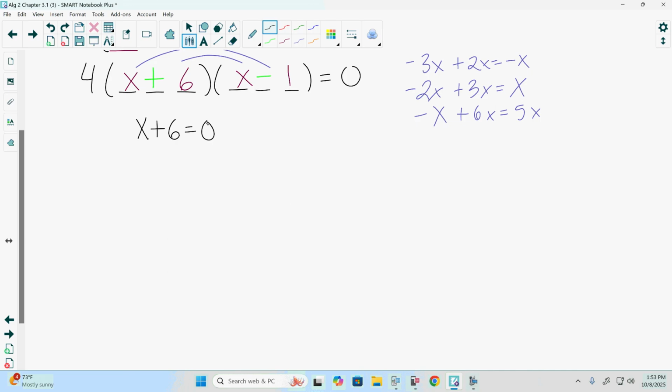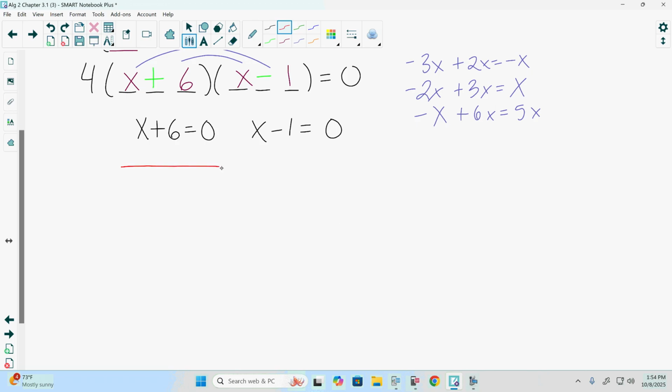So x plus 6 could be 0, x minus 1 could be 0. Now because the 4 does not have an x attached to it, we don't have a way to put a value in for that x. There's nothing we can do there because it's just a constant. It's actually a scalar, so it doesn't really matter. We really can only make the x minus 1 and the x plus 6 be 0. Those are the two that we're going to look at.